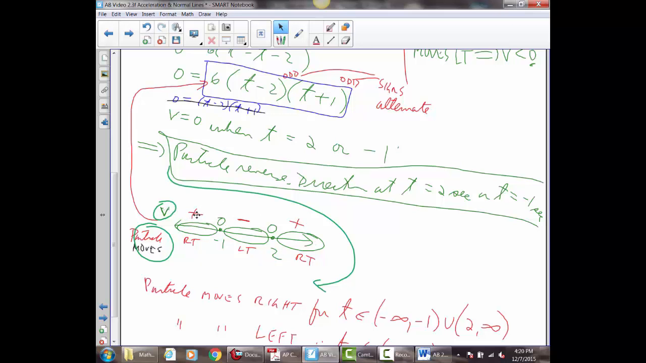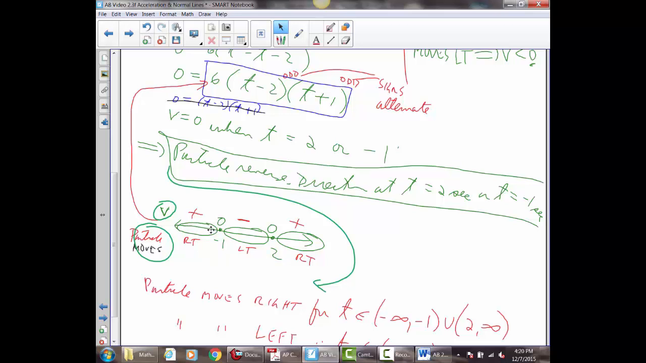When the velocity is positive, the particle is moving to the right. When the velocity is negative, the particle is moving to the left. When the velocity is positive, the particle is moving to the right. So you have confirmed now that the velocity is 0 at both of these places, and the particle is actually changing direction.